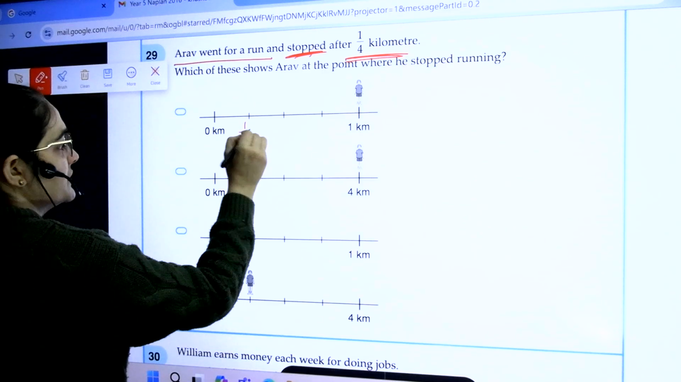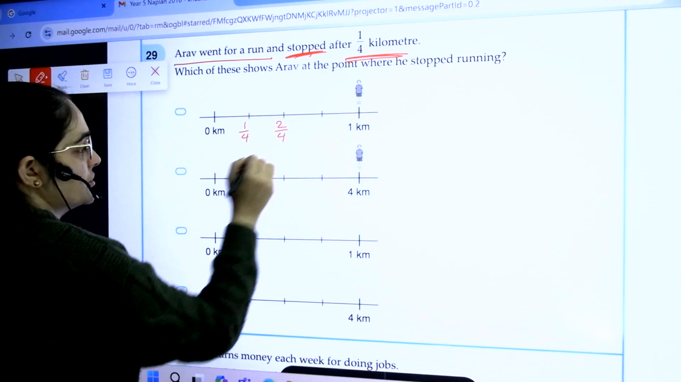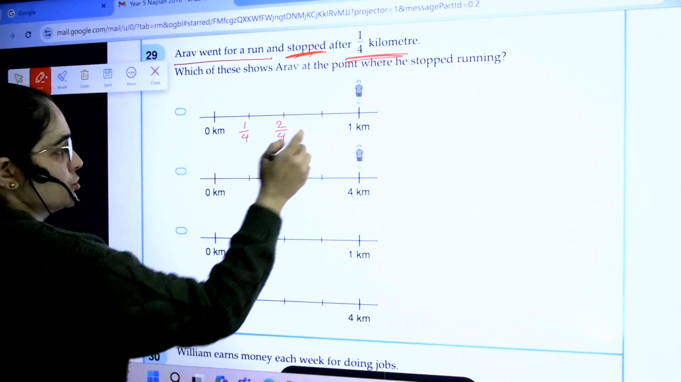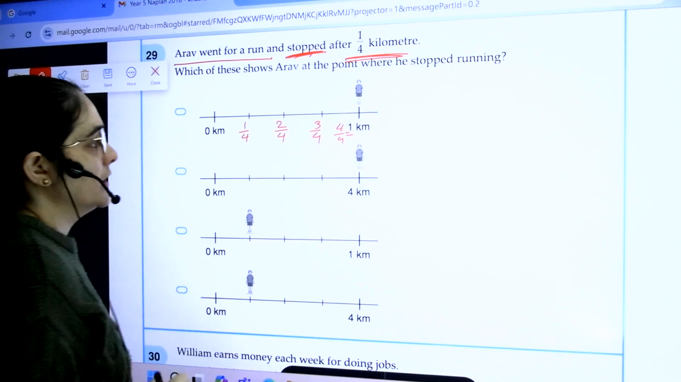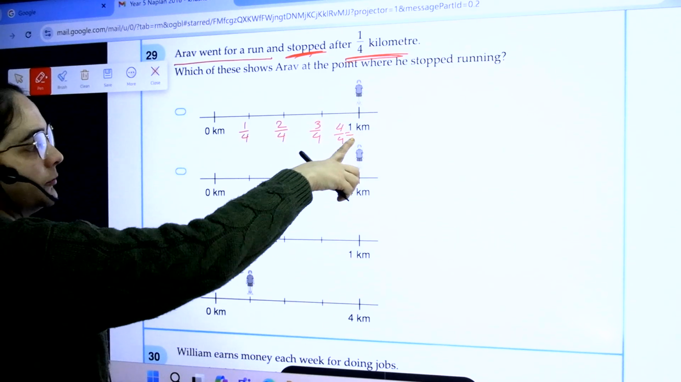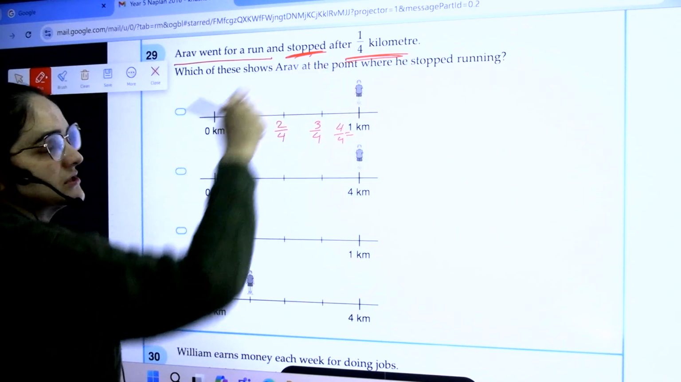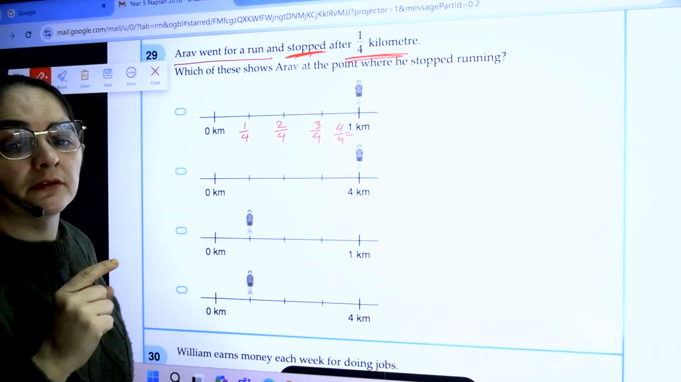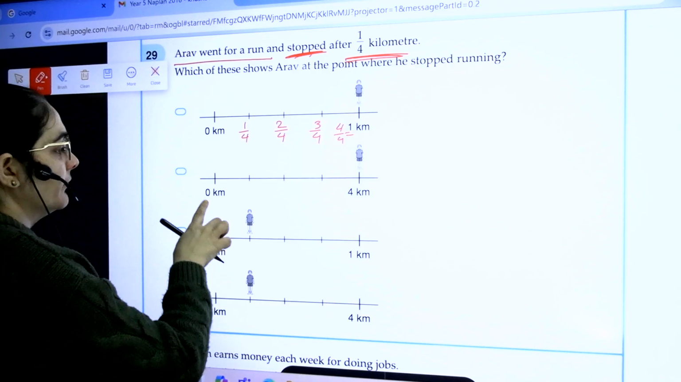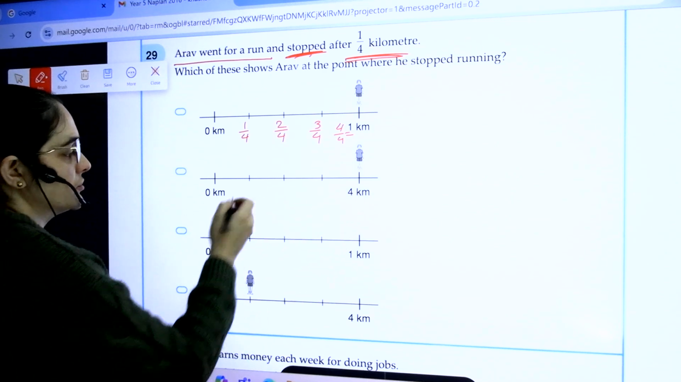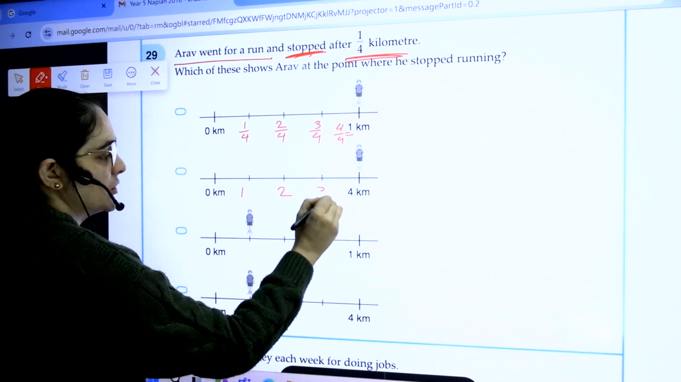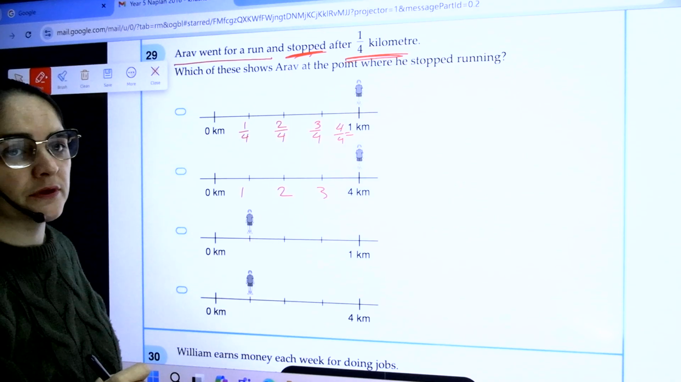So if I just see the marks, logically it should be 0, 1 quarter, 2 quarters, 3 quarters, and 4 quarters is a whole. Okay, so that means he stopped after 1 kilometer. If I consider the first number line, which is not true, he stopped after 1/4 of a kilometer. Now for the second number line, 0 to 4 kilometers, it's not 1, so it's 1 kilometer, 2 kilometers, 3 kilometers, 4 kilometers. The number line is working like that.